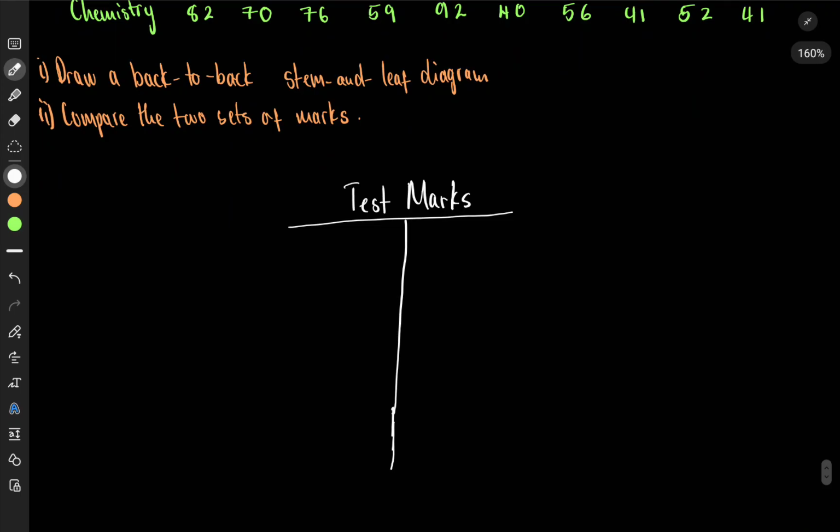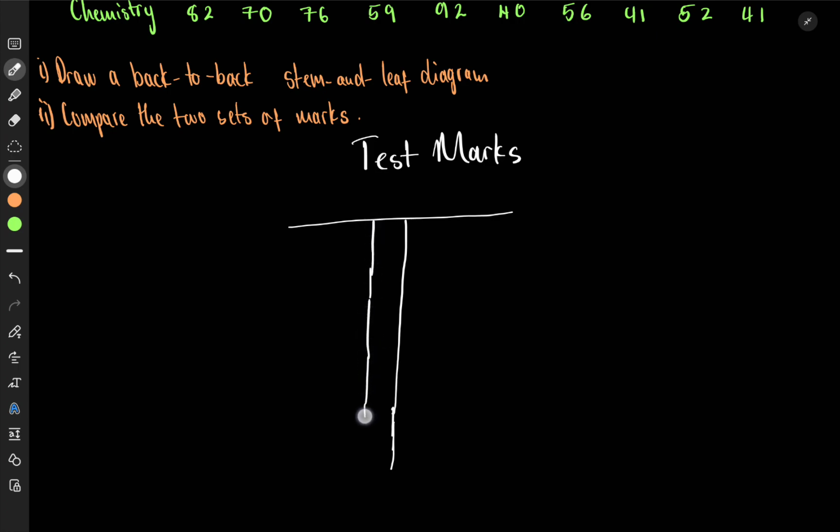So now for my back-to-back stem and leaf, let me show you what I do here. I have to write test marks somewhere a little bit higher. Then this side, I'm going to say that I put my stem like this, where I can have the values like this. Then this side, I'm going to put maths. And then here, I'm going to put chem. Sometimes I don't need to put this. I can write it like this: test marks and then maths and chem. Then I don't have to put the line. So it's okay. Now let's go for maths marks and then chem marks.